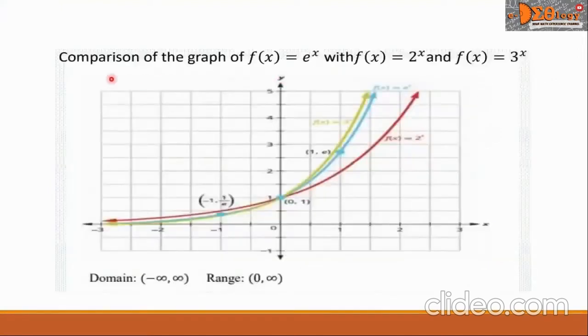Let us see here the comparison of the graph of f of x equals e raised to x, and the graph is that color blue. The graph f of x equals 2 raised to x is this graph in red, and the graph f of x equals 3 raised to x is the graph in color green.